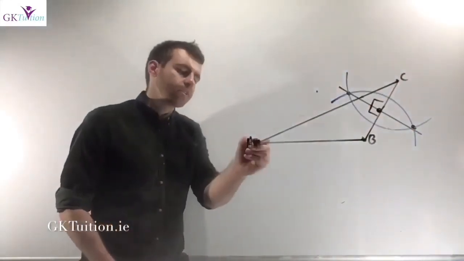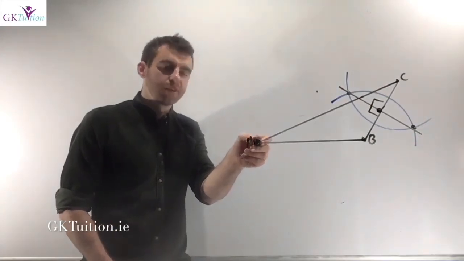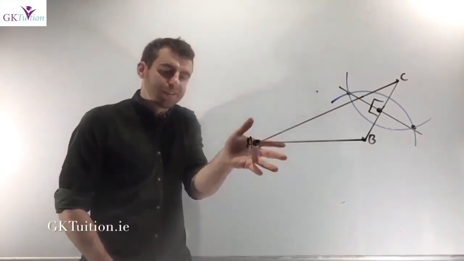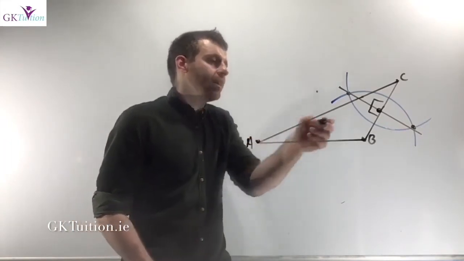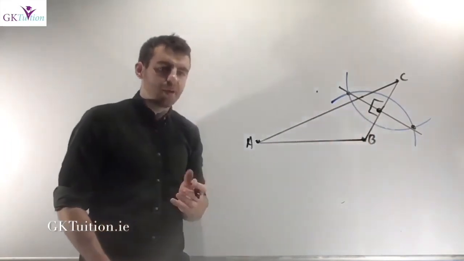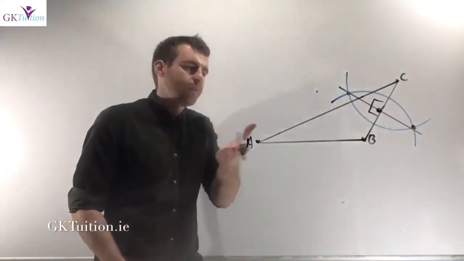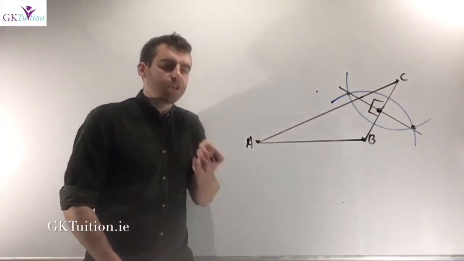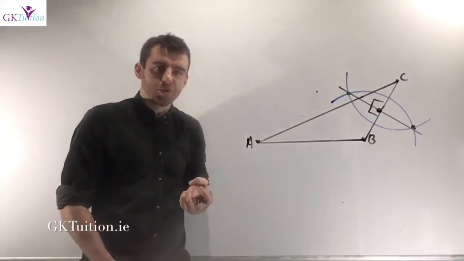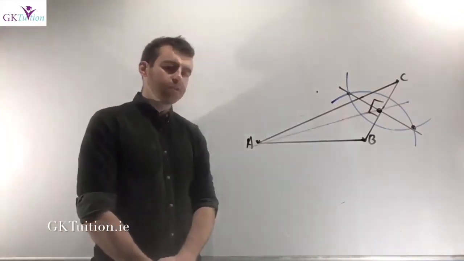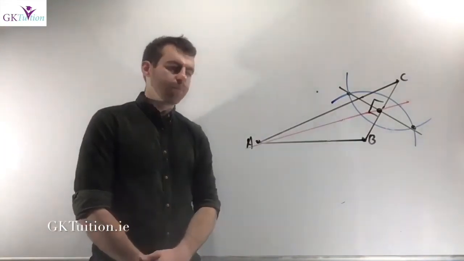So now, if I just take A, which is one of the vertices, and I join A to the midpoint of the opposite line, that is a median. So that'll be my first median, which I'm going to use in order to identify the centroid. So when I join those 2 points up, the red line here is my first median.